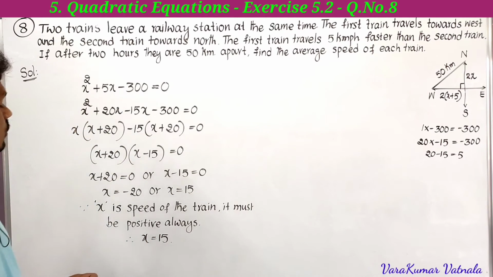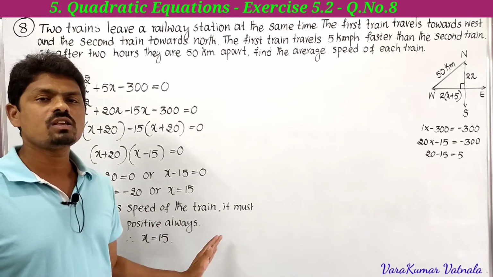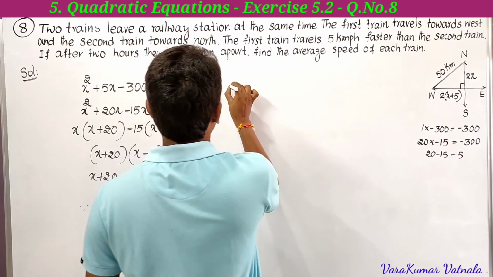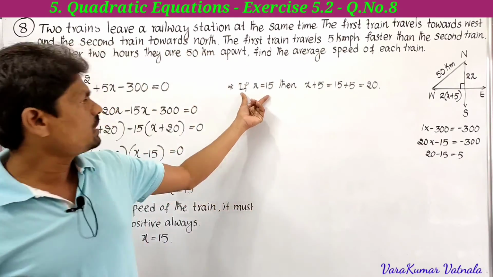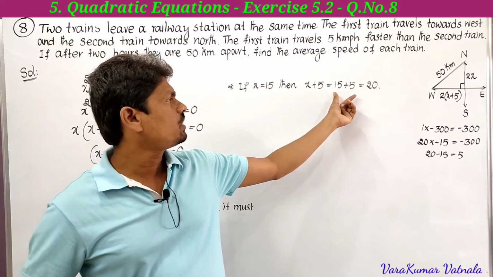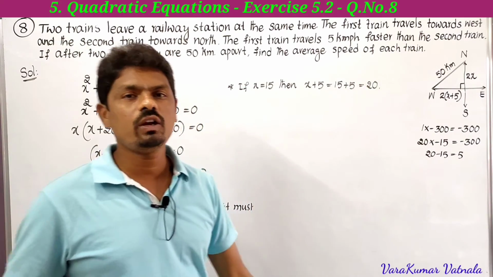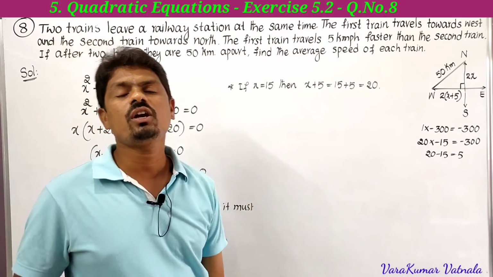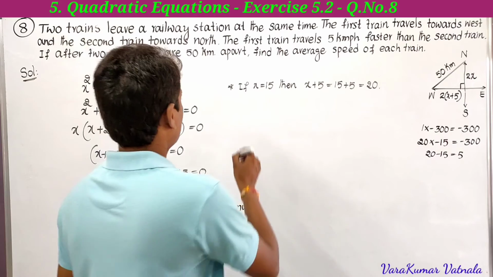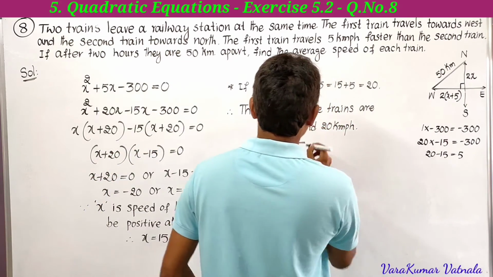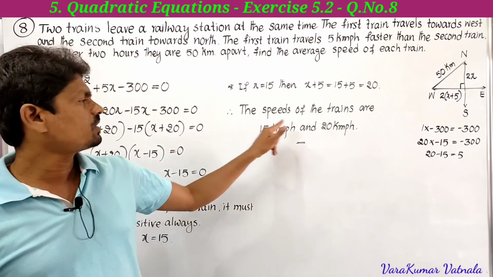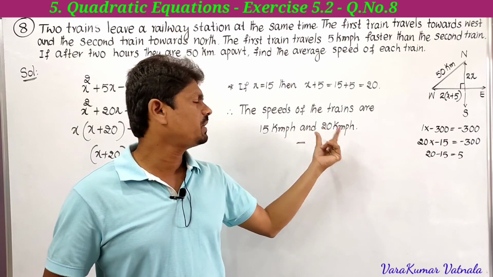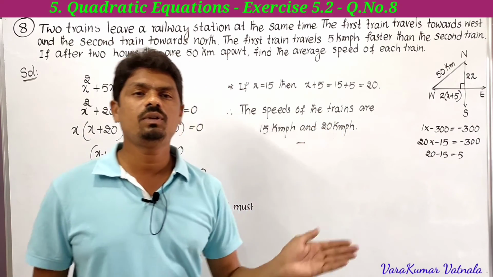If x is equal to 15, x plus 5 is equal to 15 plus 5, which is 20. Therefore, the speeds of the trains are 15 kmph and 20 kmph.